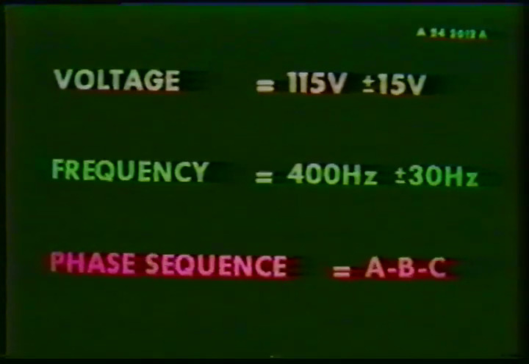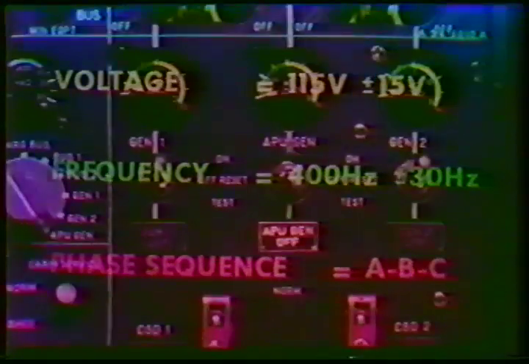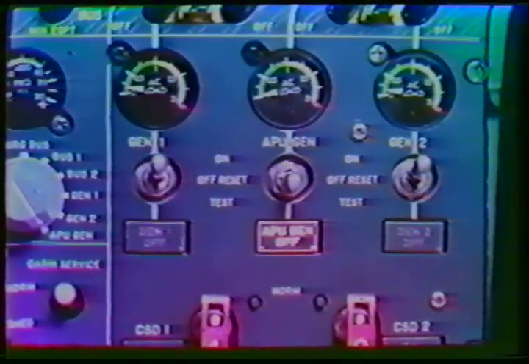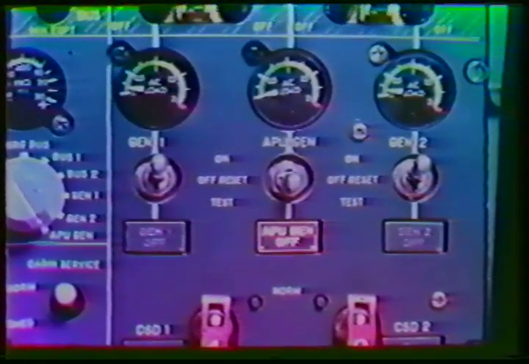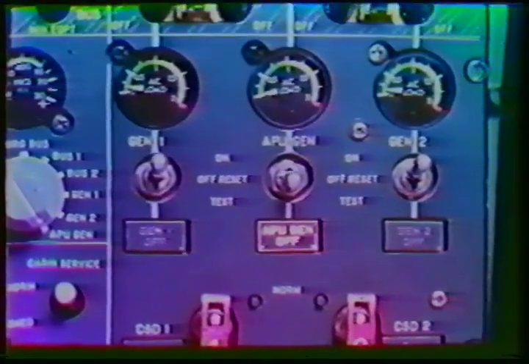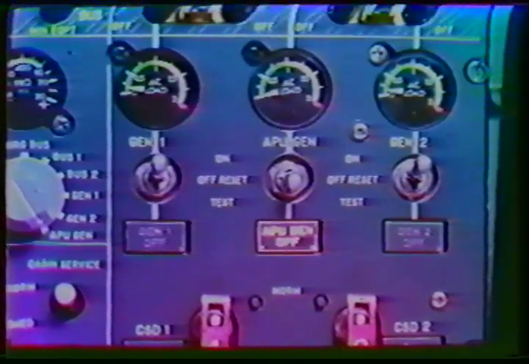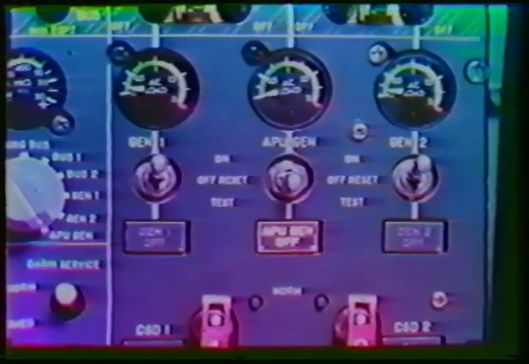If the prescribed parameters are not correct, the generator control unit will prevent the APU generator from feeding the AC load buses. An indication of this would be an illuminated amber APU generator off light.